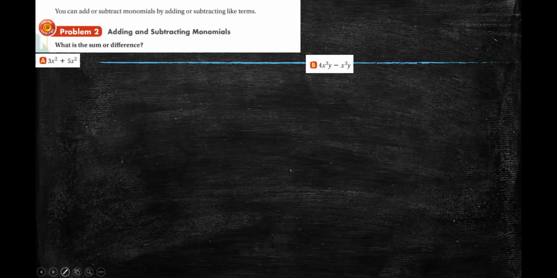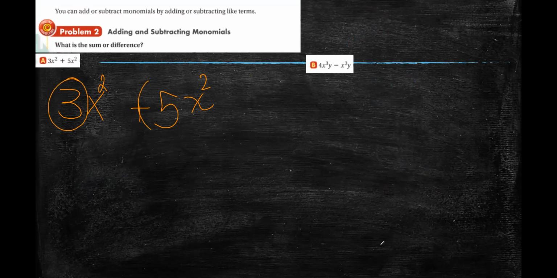Look at the first one. Here we have 3x squared plus 5x squared. By now, in chapter 7, we learned how to multiply them. We said if you want to multiply them, you will multiply first the coefficients. I will repeat my question here. If you want now to multiply, sorry.